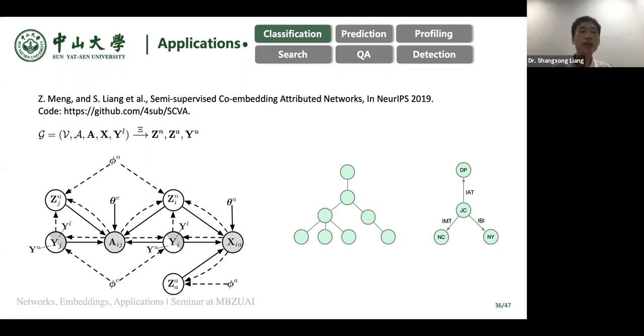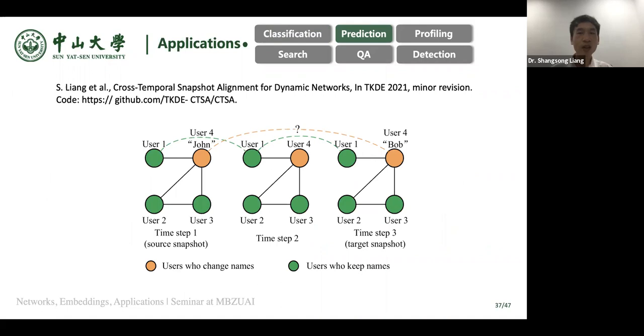We consider a number of structures such as hierarchical networks and node graphs. The input is a graph with a small number of labeled nodes. And the output tries to infer the embedding of the nodes, the embedding of the attributes, and the labels of the nodes.